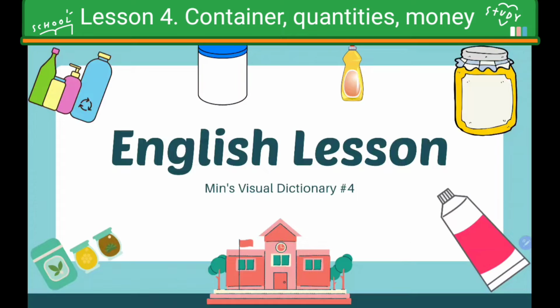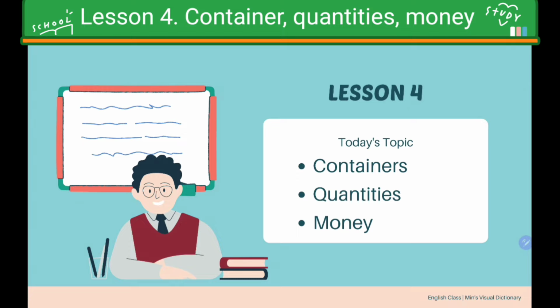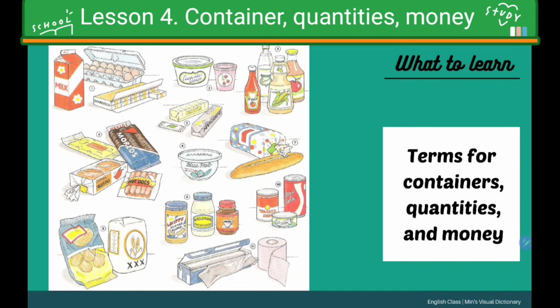Today is another class of Min's Visual Dictionary, and let's begin today's class. Lesson 4, today's topic: containers, quantities, and money. Today's picture is on the left. You're going to be learning terms for containers, quantities, and various coins for money.